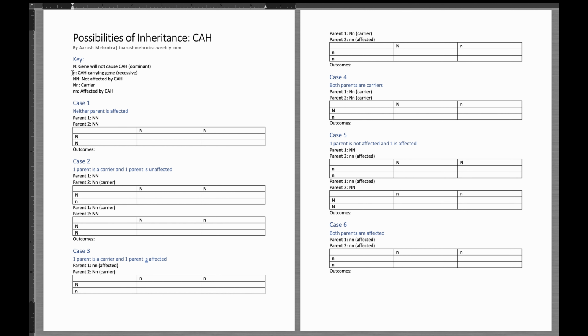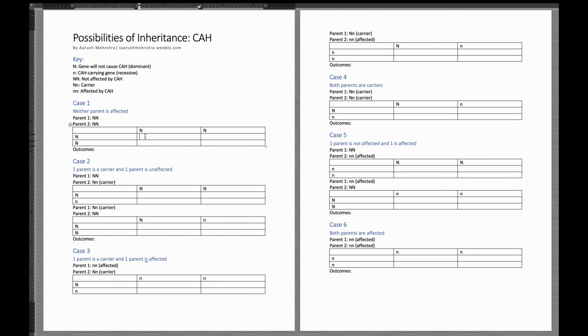Two capital N's show an individual who is not affected by CAH. A capital N followed by a lowercase n denotes a carrier of CAH. A carrier does not have CAH, however, they do have the genes that can cause it, and their children may have CAH. Finally, two lowercase n's show someone who is affected by CAH, either as a parent or as a carrier. In case 1, neither parent is affected.